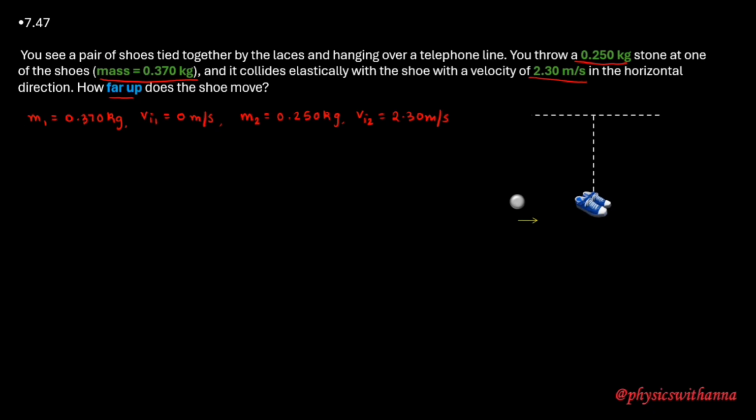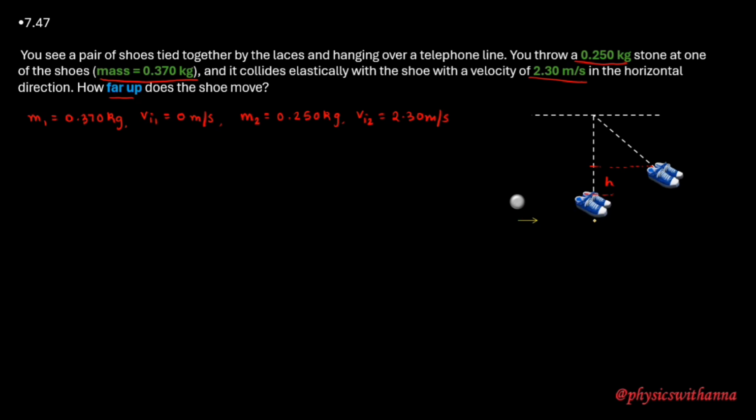When the stone hits the shoe elastically, it will fly up, and we need to find how far up the shoe will move. So we need to find its height h from the reference point. Now we can use the law of conservation of energy to find the height h, but in order to do that, we need to first find with what velocity the shoe started moving from the reference point. So to find that velocity, we will first consider the elastic collision between the stone and the shoe.